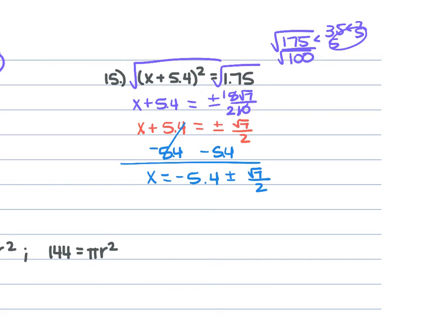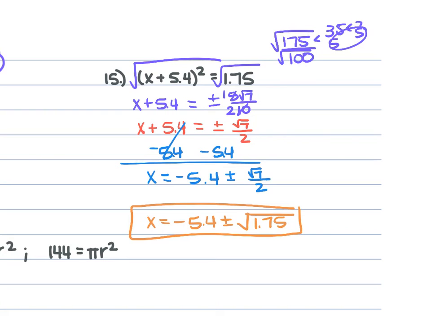Now, if you want to rewrite this to where all of your numbers are fractions, you can. You don't have to. You could have left the square root of 1.75 as well. I think in your solutions I left it. So you could also give me x is equal to negative 5.4 plus or minus the square root of 1.75. So both of these are solutions. It's just depending on what form you want to give it to me as.